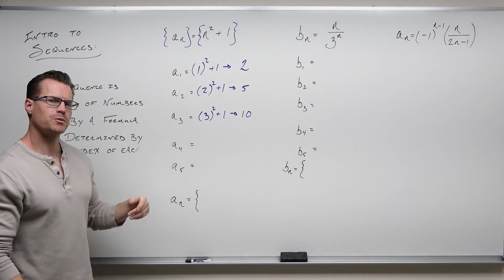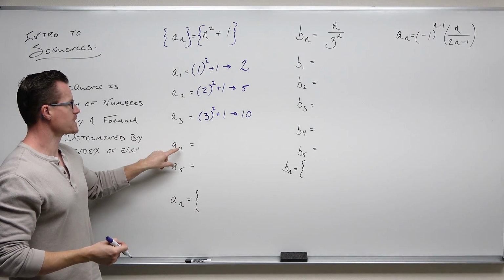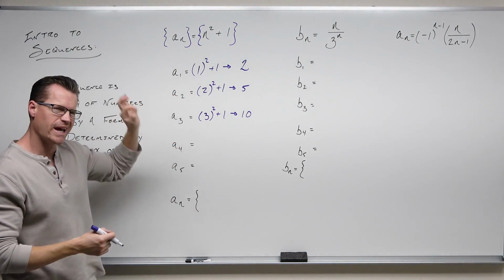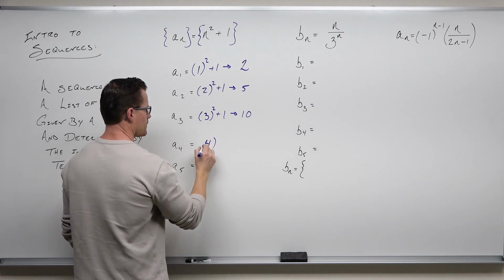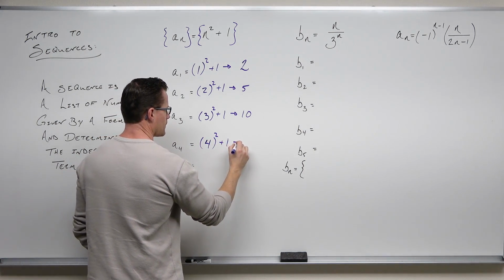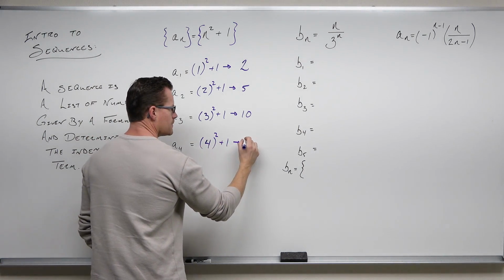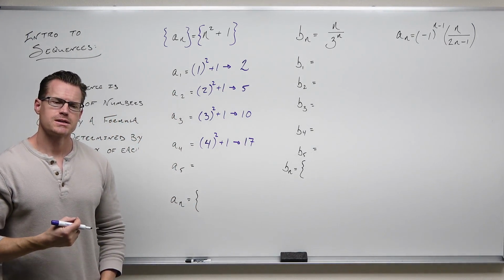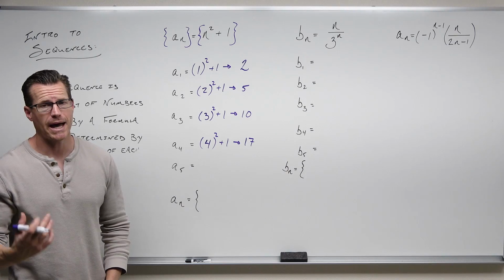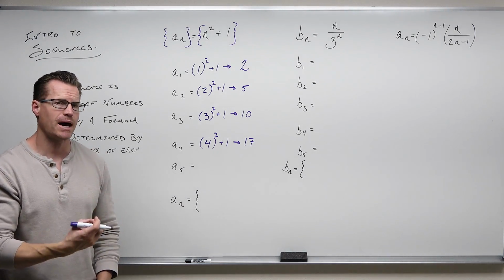For the fourth term and fifth term, we're doing exactly the same thing. So a sub 4 says take your index, replace your n with 4. That will give you the fourth term in your sequence: 17. And you might start to develop some patterns here. You see, a sequence should really be a patterned list of numbers. It should have a pattern to it.